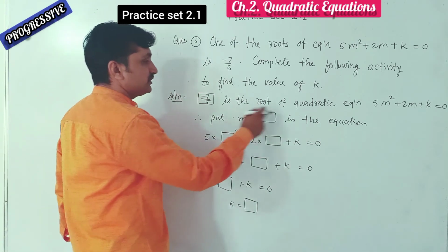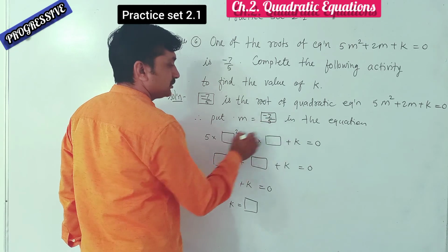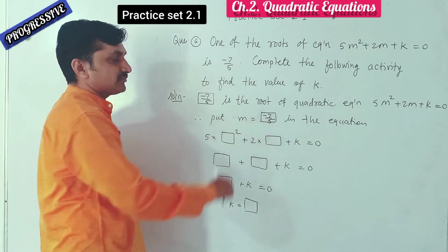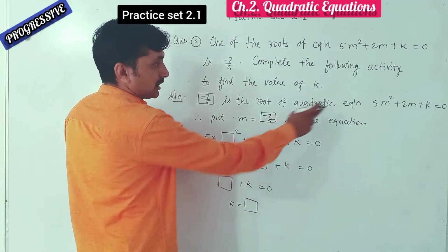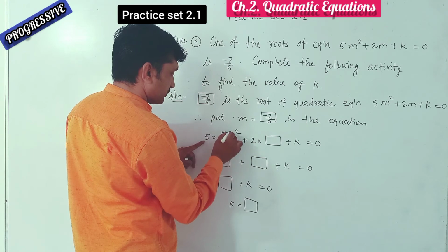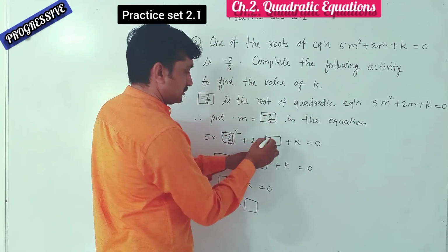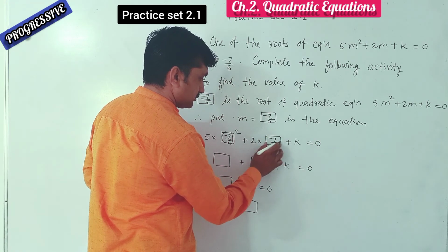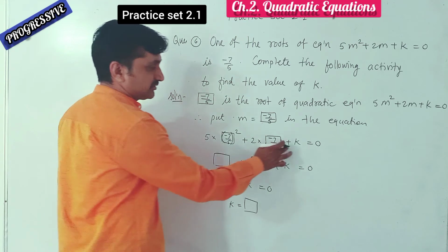Then put this value in the equation. Put m is equal to what now? Again minus 7 upon 5. We have to put m is equal to minus 7 upon 5 in the equation. Now right here, the equation is 5 m square, here means 5 into bracket minus 7 upon 5 bracket square, plus again m is minus 7 upon 5. Minus 7 upon 5 plus k is equal to 0.